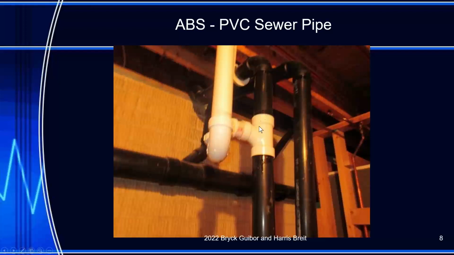Can I glue these two together? Not unless you have special glue. Okay, so the code says I can use a special glue, and what color is it? I think it's green. It's green. So some areas, if you look here, they tried to glue it with black. See how it's running down the pipe? Right here, running down the pipe. So some areas don't allow you to do that.